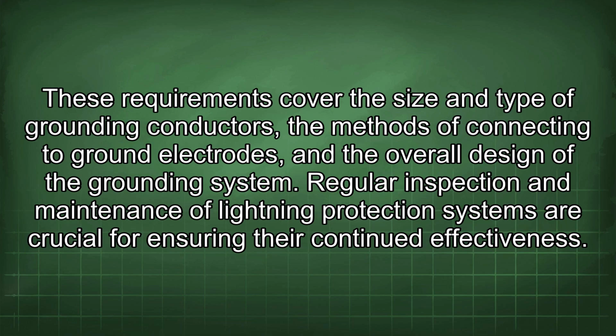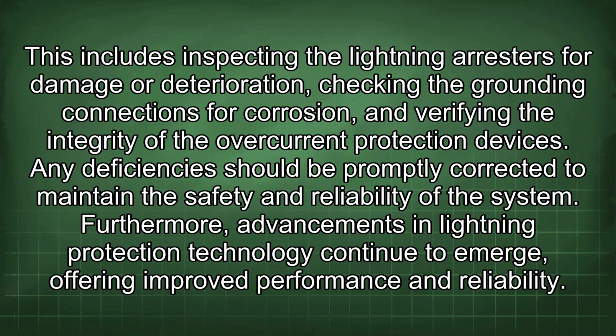Regular inspection and maintenance of lightning protection systems are crucial for ensuring their continued effectiveness. This includes inspecting the lightning arrestors for damage or deterioration, checking the grounding connections for corrosion, and verifying the integrity of the overcurrent protection devices. Any deficiencies should be promptly corrected to maintain the safety and reliability of the system.